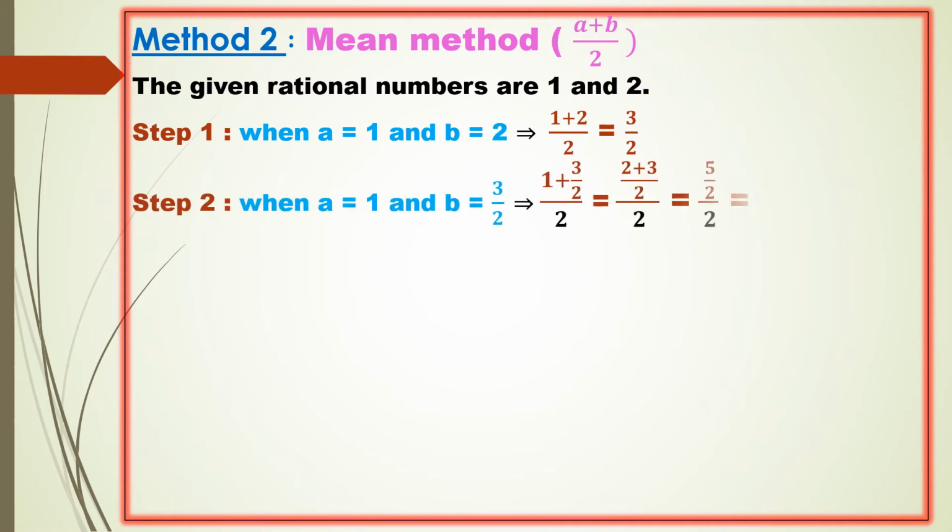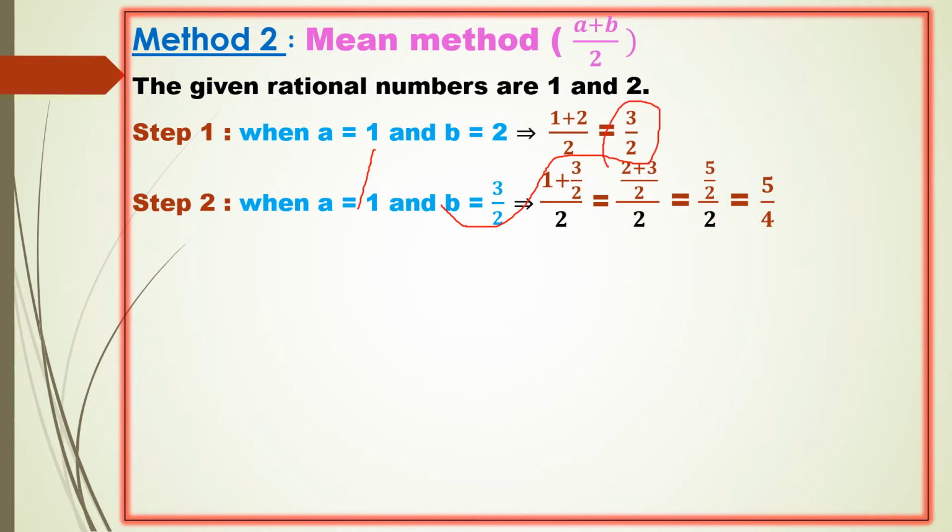Okay. So our next rational number will be simple. Here he gave 1 as the first rational number, and in between 1 and 2 he asked. So in every step you take a as 1 only. Your b changes. Your b will be the answer of the previous step. Here I have a as 1, b as 2. I have done this. Step 1 finished. Now next my a will be 1 only, but my b will be this answer 3 by 2.